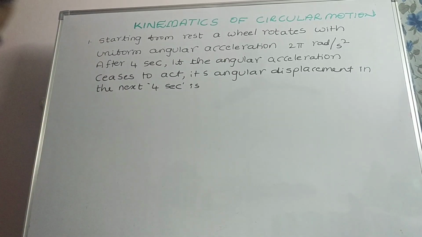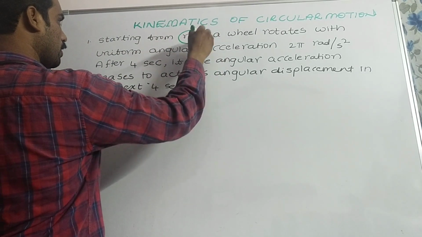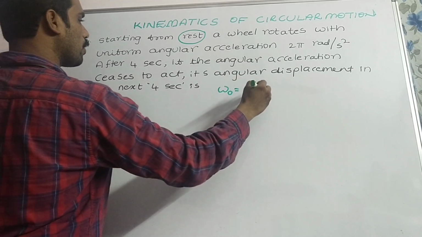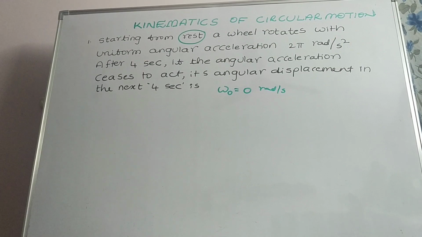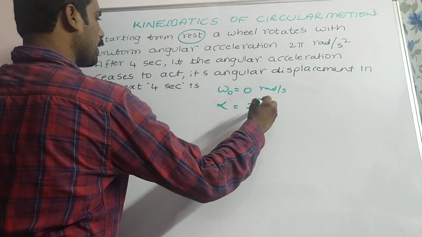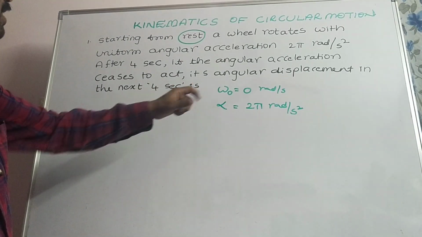After the angular acceleration ceases to act, initially the wheel starts rotation from rest. That's why omega naught is equal to 0 radian per second, with the uniform acceleration alpha equal to 2 pi radian per second square. That is the angular acceleration.